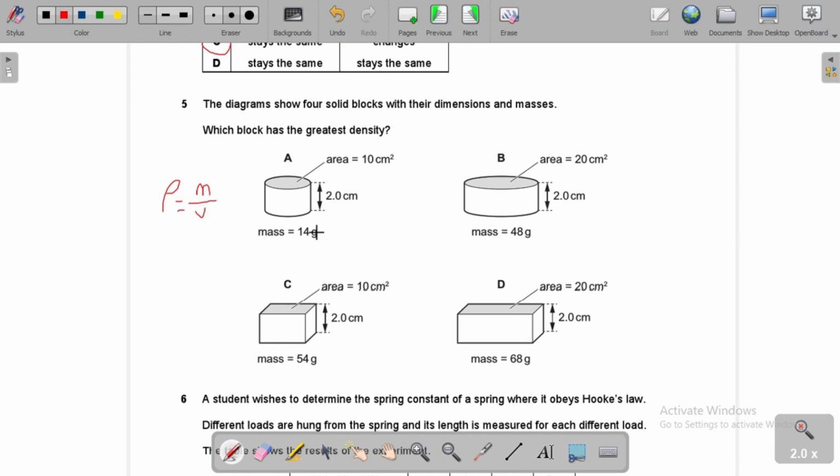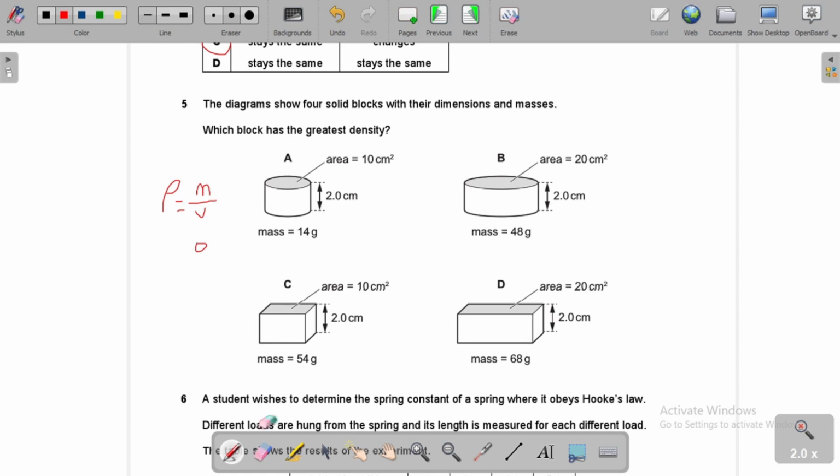Now, the mass here is 14, and then the volume is area times this height. So that is 20. So we have 14 divided by 20. 14 divided by 20 gives me 0.7.